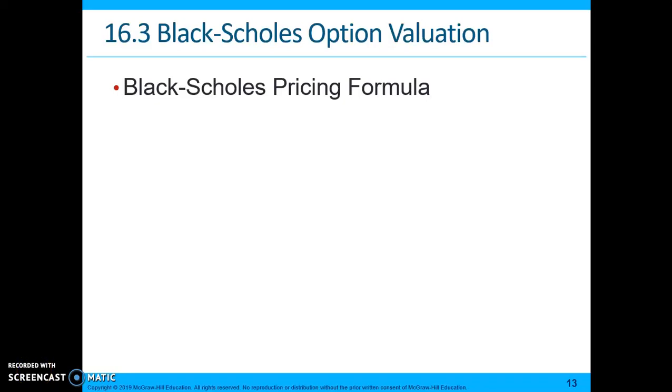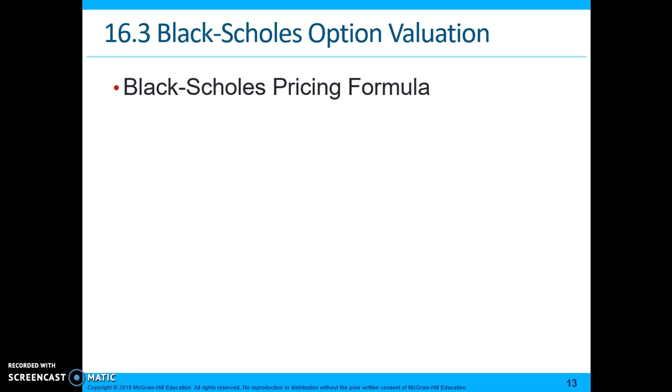Okay, now we're going to talk about the Black-Scholes model, or Black-Scholes pricing formula. The Black-Scholes model is the most widely used option pricing model in the world. There are some variations to it that have been developed because, like most models, it's not perfect. It uses a normal distribution, which we know stock returns are not normally distributed, but it is a very effective model. So we're going to walk through it here.